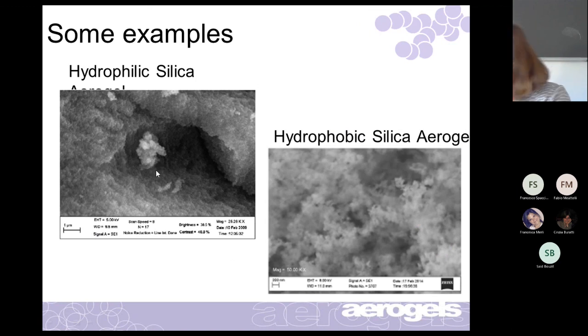Looks good there. Anyway, this is a hydrophilic silica aerogel, and the scale bar is 1 micrometer, or 1,000 nanometers. And this is a hydrophobic silica aerogel, and the scale bar here is 200 nanometers, so it's a little different scale. But we use this to try to see the structure of the aerogel. So this is just a small portion, right?